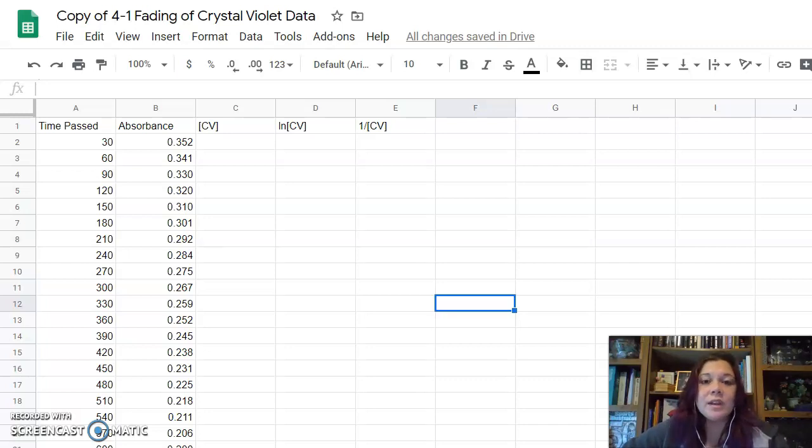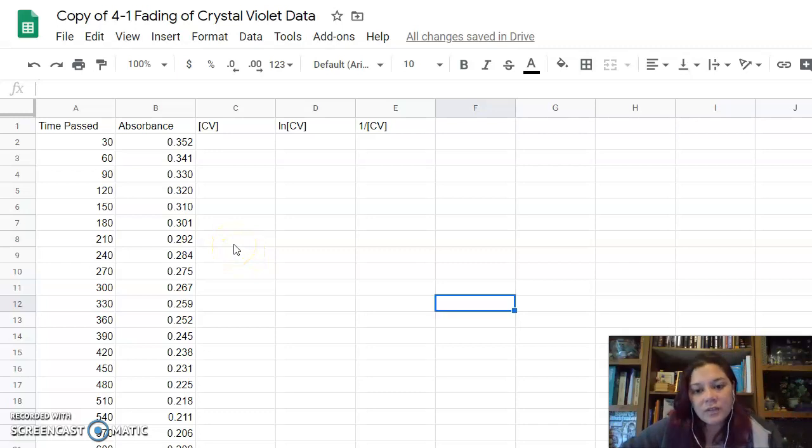So to begin with, again, we were using a colorimeter, and so we have our reaction in the cuvette, and we are collecting the absorbance every, in this case, 30 seconds over the course of several minutes. And so the first thing that we want to do is translate the absorbance into a concentration of crystal violet.